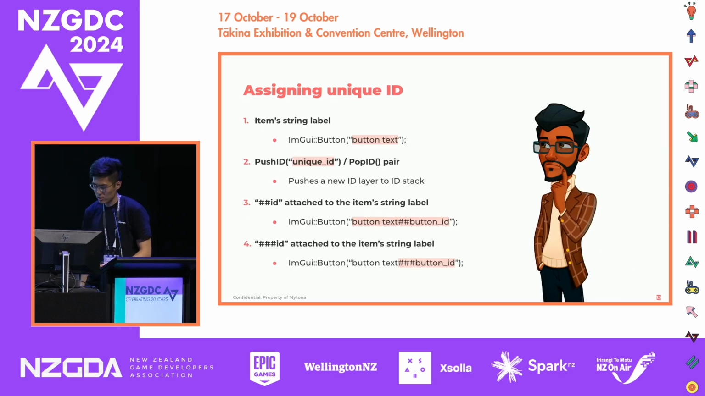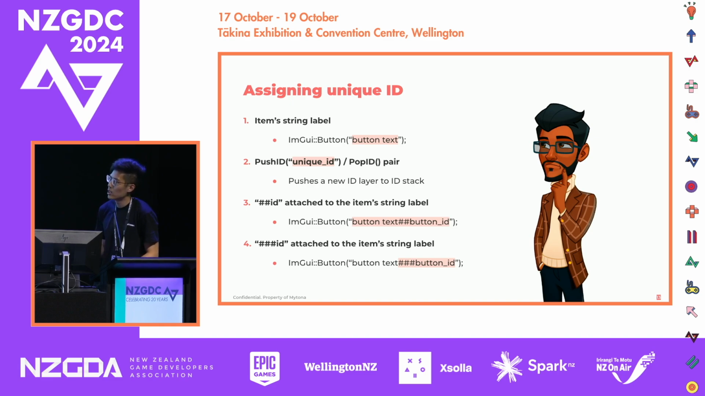Next page. There are 4 ways you can assign IDs. First one, we can simply use the button label. So first way, the pink label text is the ID. Second way, we can use a push ID, pop ID pair. It basically creates a new layer, so whatever you put inside it will not have conflict with other layers.